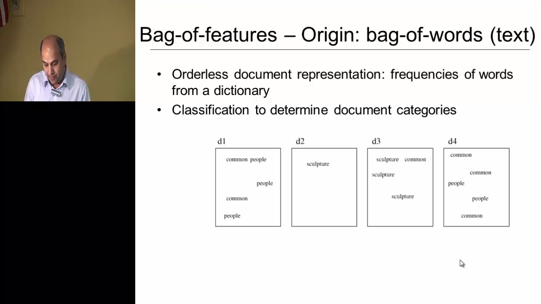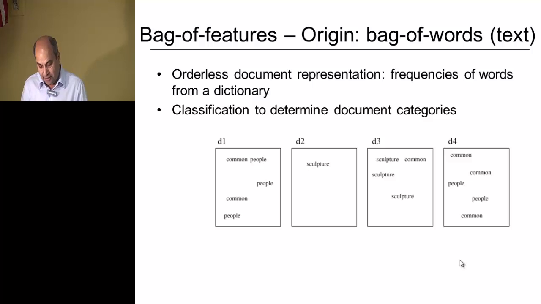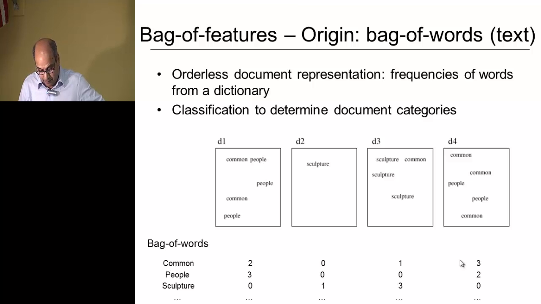Another example here, we have 4 documents. As you see, the words are common, people, common, people, and sculpture, and all this. Then we can come up with this representation of bag of words. For the first document, common occurs twice, people occurs 3 times, and so on, and the second one like this. So this is a distribution of these documents, a vector, which is very nice.